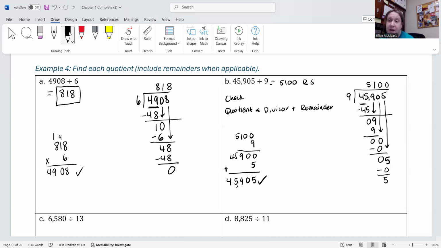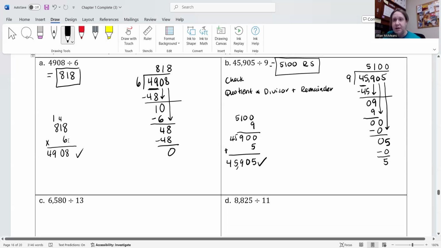We do get 45,905. So we can say with a fair level of confidence that the quotient here is 5,100 with a remainder of 5. That means 9 will go into 45,905, 5,100 times, but then you're going to have this little leftover group of odds and ends of 5 that just won't make a full group. Okay, so we do have a remainder here.